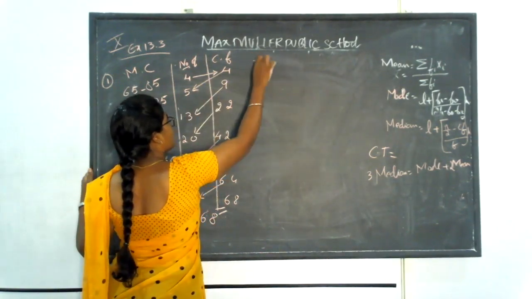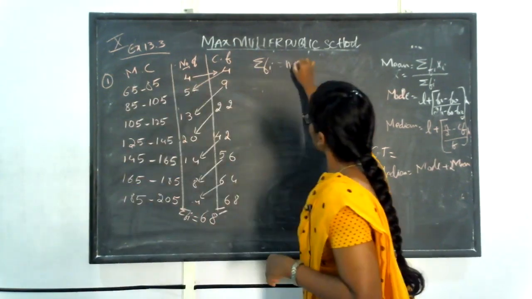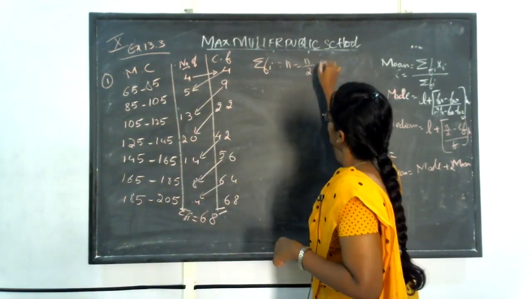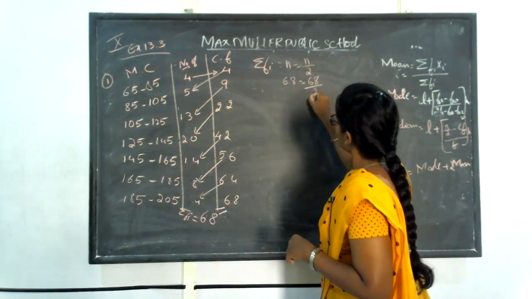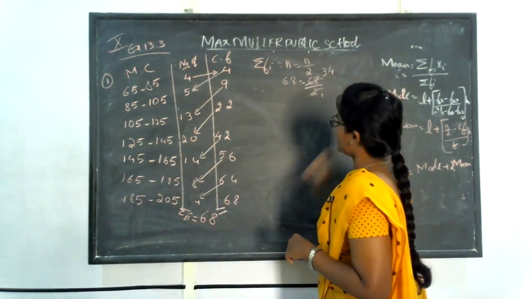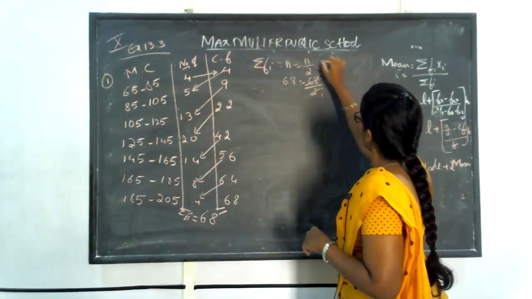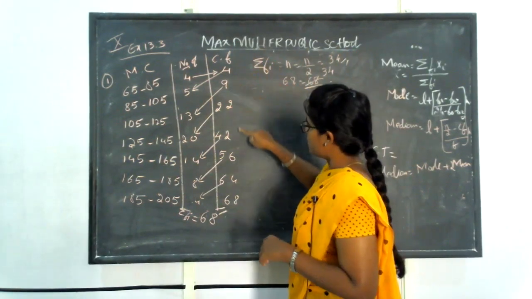What are you taking as n value? Sigma fi, you are going to take it as n value. Then you are going to do n by 2, which is 68 divided by 2. How much is it? 2 ones are 2, 2 threes are 6, then 2 fours are 8. You will get 34. What is n by 2 value? 34. Check where you get 34.